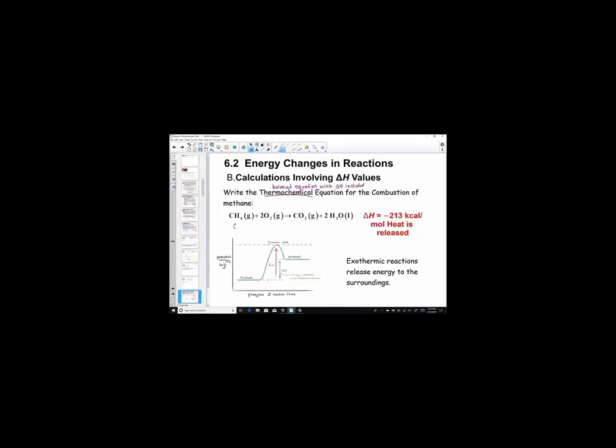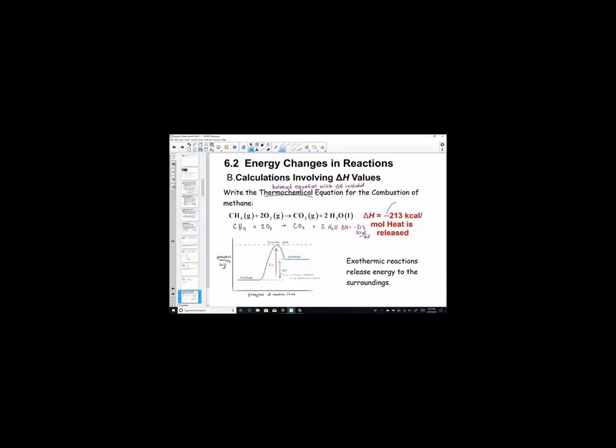On your paper, we're writing CH4, that's our methane molecule, plus 2 moles of oxygen. These are all in the gaseous phase, forming a mole of carbon dioxide gas and 2 moles of water. And as part of that, you're going to write delta H is negative 213 kcals per mole. You're just including the delta H value right at the end of your chemical sentence.